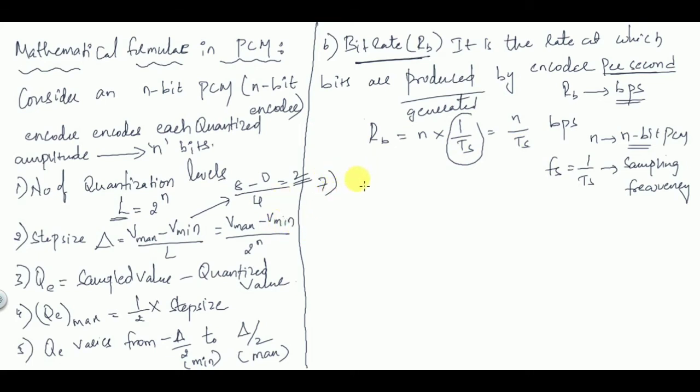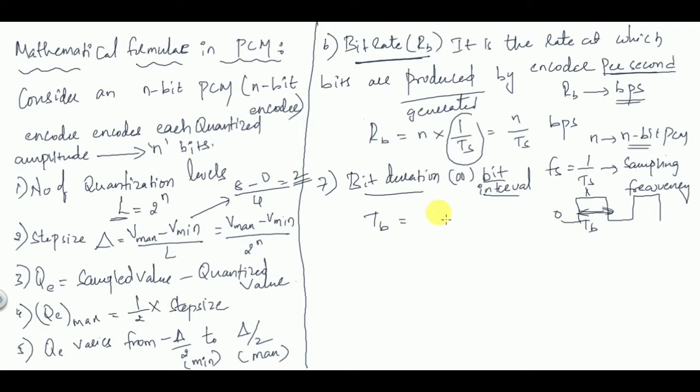Next, seventh is bit duration or bit interval. So we have zeros and ones at the output of the encoder. The duration of each bit is called the bit duration or bit interval. It is TB, which is equal to 1 by RB, which is TS by n. Okay, so all these are very important formulas, you have to remember them.